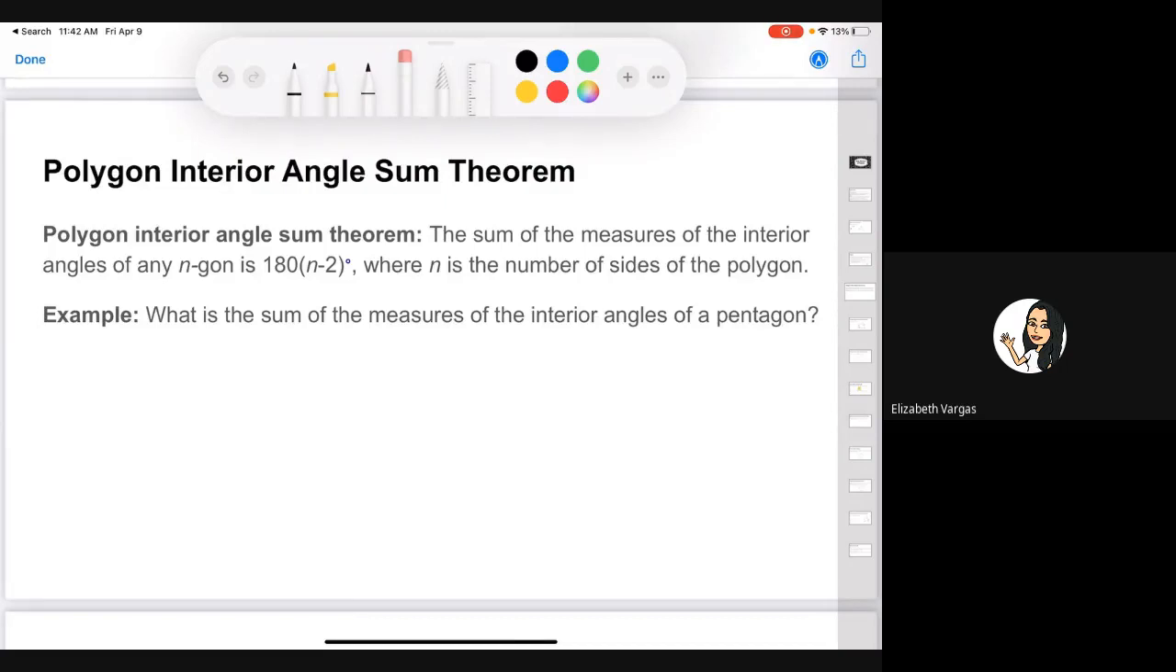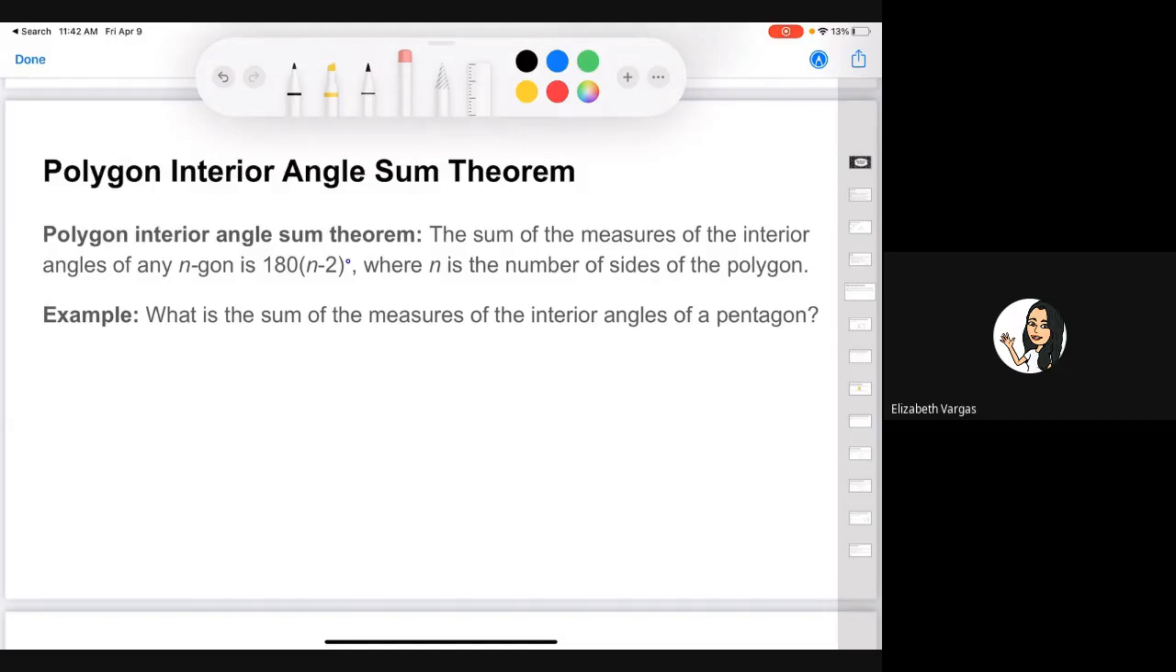What we're going to learn today is how to solve for the interior angles of polygons and the exterior angles of polygons. Whenever we're solving for the interior angles of polygons, what we're going to use is the polygon interior angle sum theorem. This says that the sum of the measures of the interior angles of any n-gon, where n represents the number of sides, is 180 times n minus 2, where n is the number of sides of the polygon.